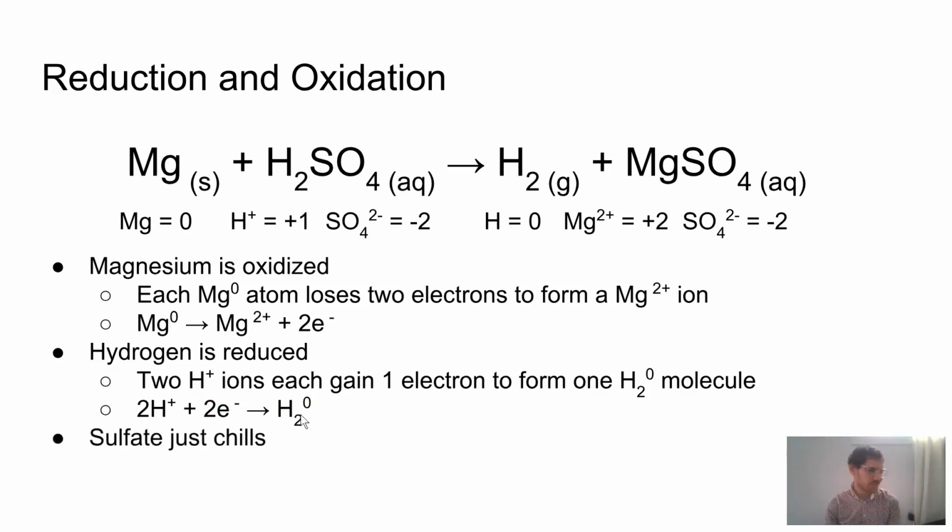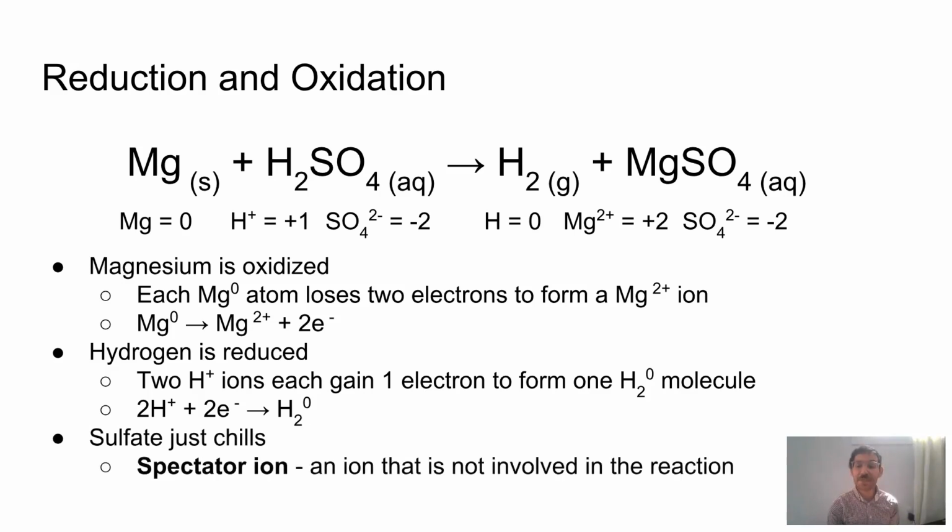And so sulfate just chills. Sulfate, as you noticed, didn't do anything. Its charge stayed -2. This is what we call a spectator ion. It's an ion that's not actually involved in the chemistry that goes down. I like to call them chaperone ions, because it kind of just brought that H+ to the reaction.